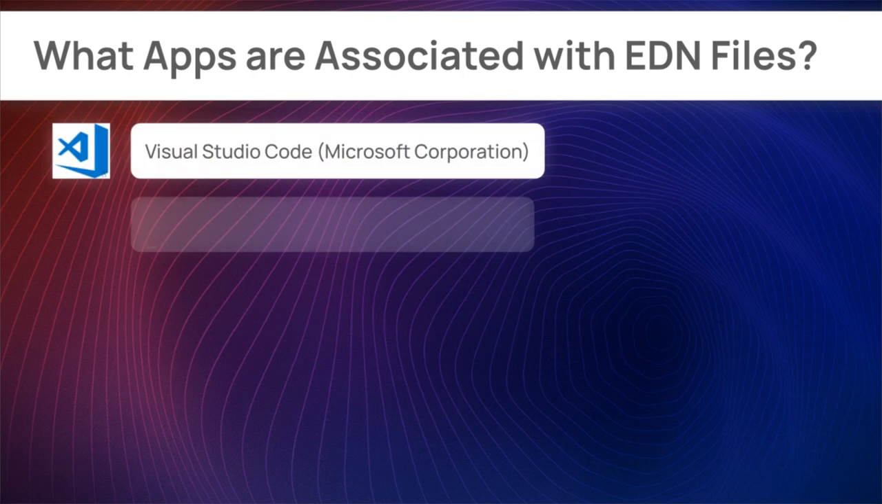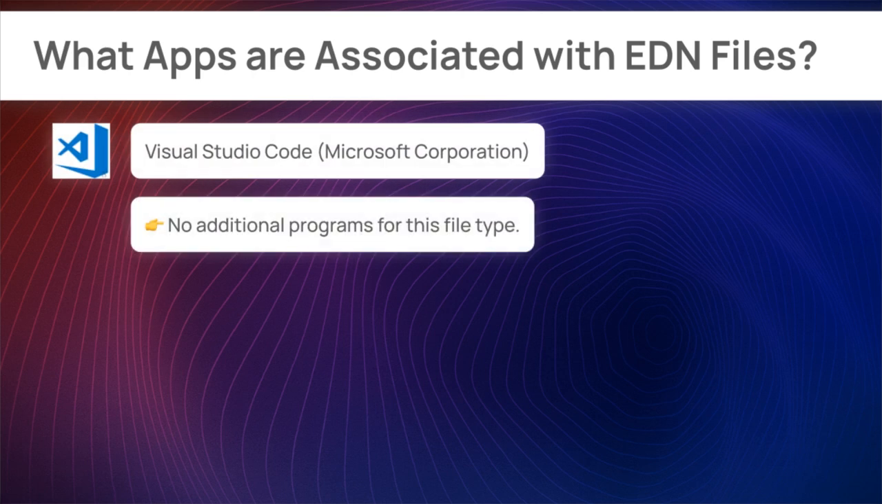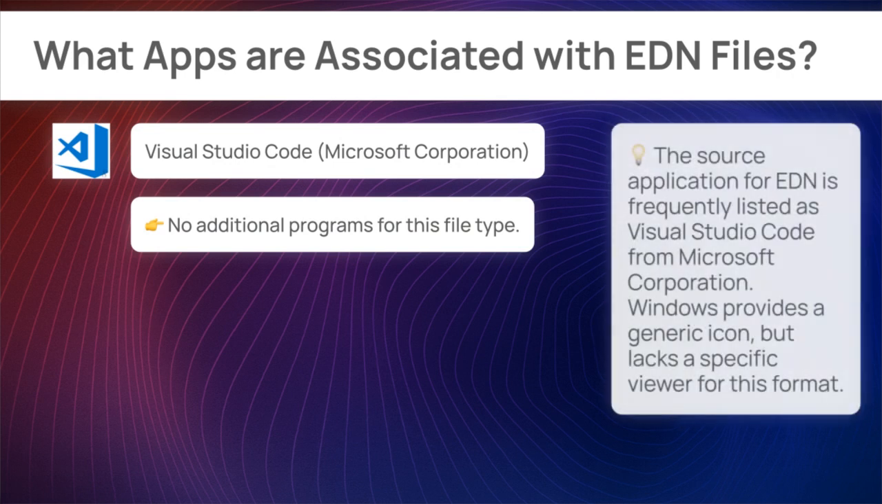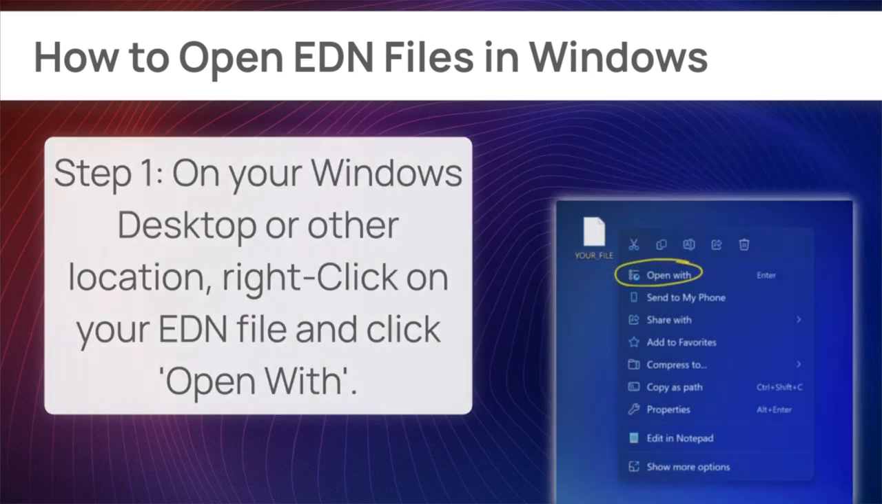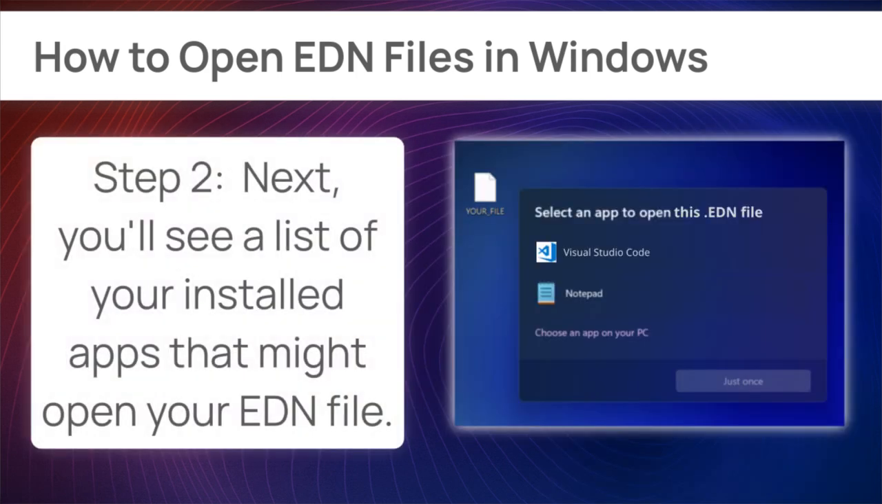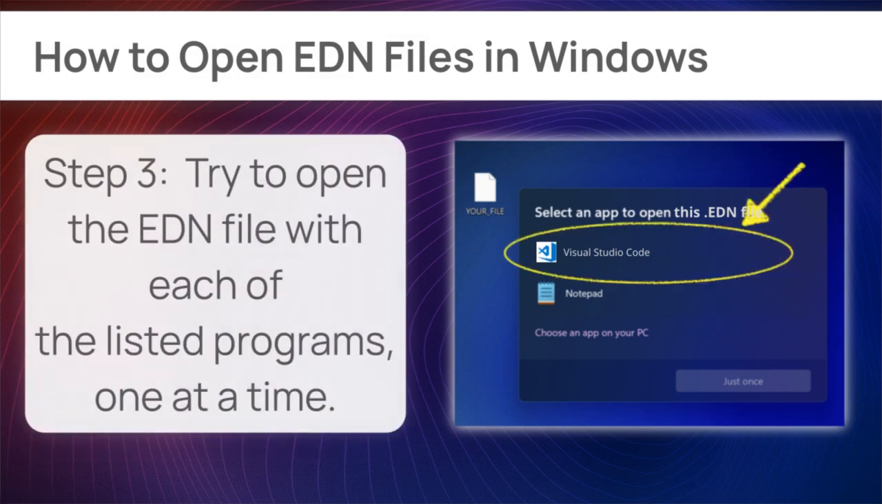The EDN extension has a direct link to the Visual Studio Code application by Microsoft Corporation. Windows provides a generic icon but lacks a specific viewer for this format. Windows lacks built-in execution for many script types, requiring external engines. Open the menu by right-clicking your EDN file and choosing Open With. Try Visual Studio Code first. If it's absent, select another program. This trial and error approach is critical for diagnosis.